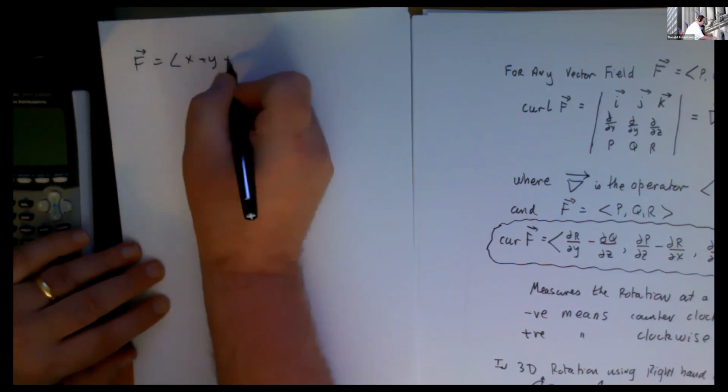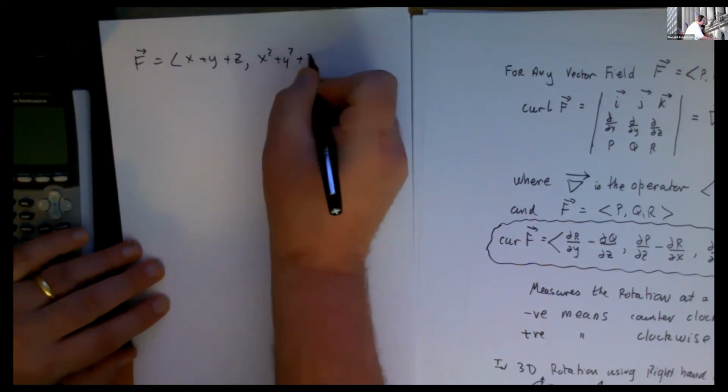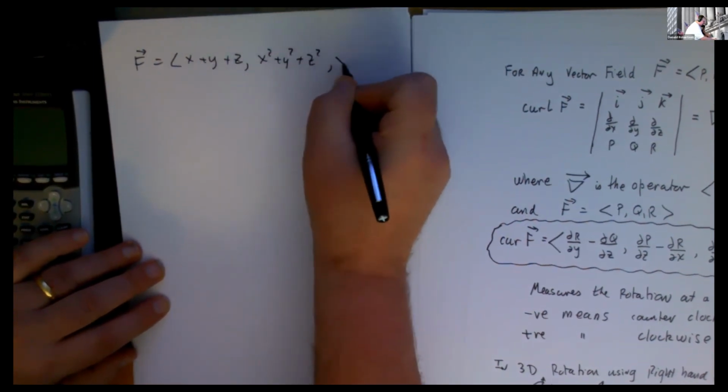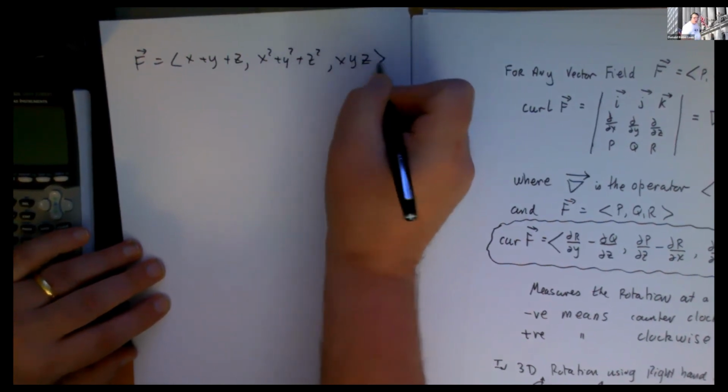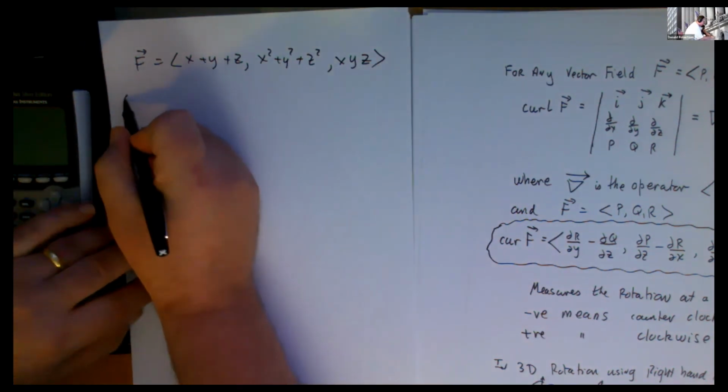x plus y plus z. x squared plus y squared plus z squared. And xyz. Why do you think I chose that one? They all have a term that can be differentiated. So I'm guaranteeing not to get 0, 0, 0. Agreed? Unless I'm really, really unlucky. Although there is an awful lot of symmetry in this, so who knows, I could be really, really unlucky.